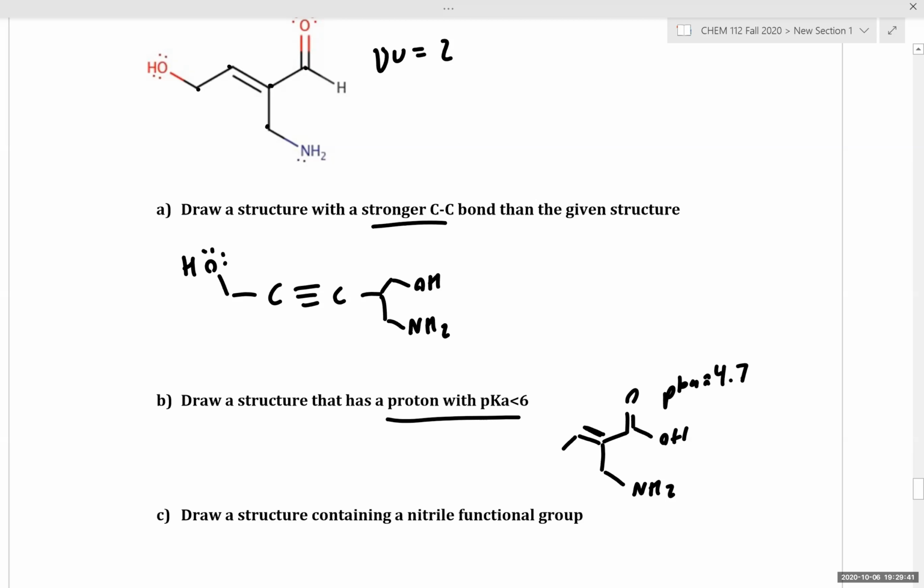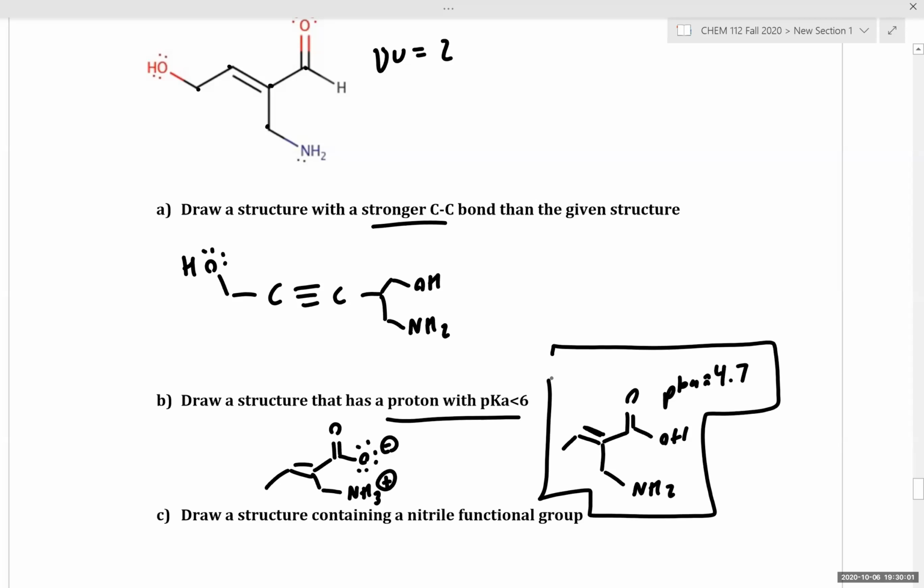The reason why this structure is not 100% comprehensive is that in solution, it'll pretty quickly undergo a proton transfer to generate a compound that looks like this. But this response would be more than okay to capture the idea behind this question, where you're asked to draw a structure that has a proton with pKa of less than 6. That's your typical carboxylic acid.